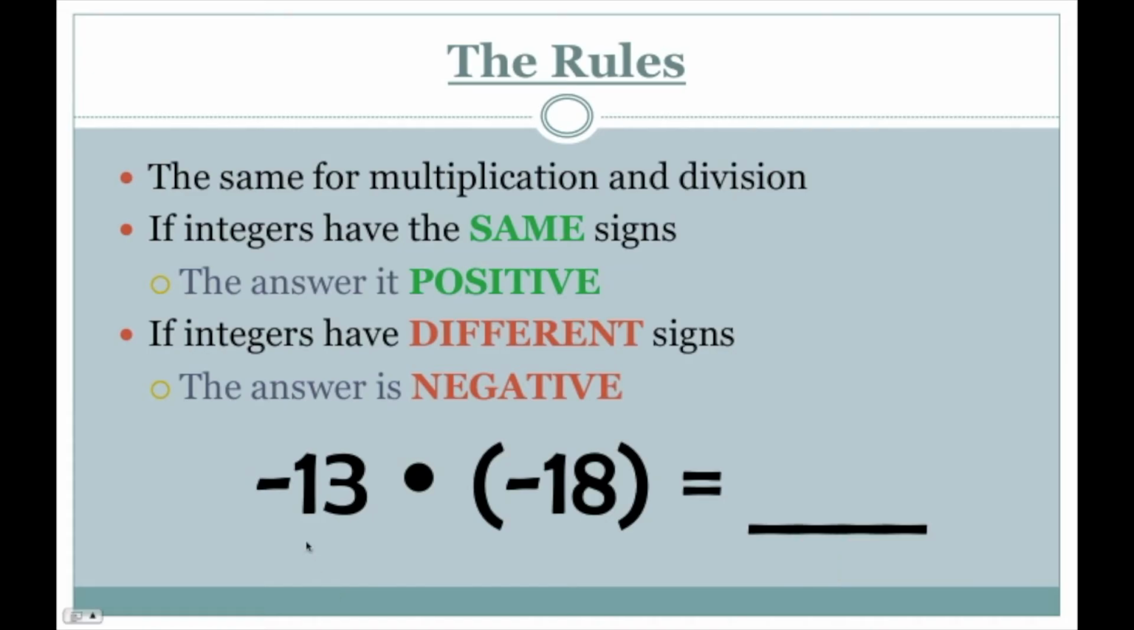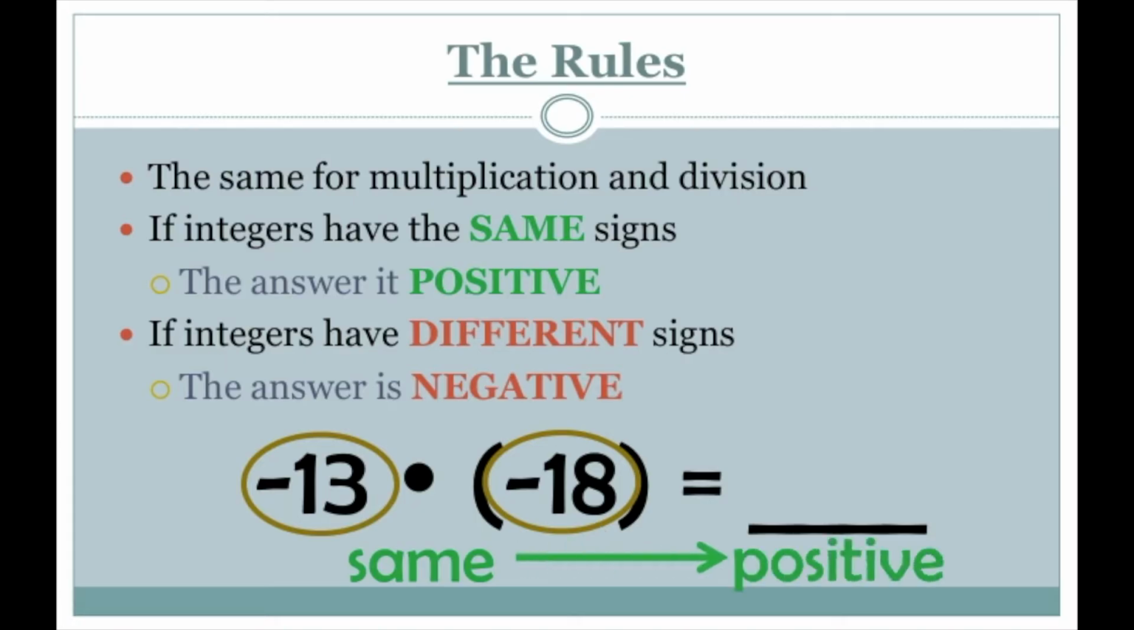And in this example, we have negative 13 times negative 18. Well, here are our numbers, and their signs are the same. Therefore, because our signs are the same, our answer will be positive. Well, what's 13 times 18? The math stays completely the same. It's not different from any other kind of multiplication you've already done. So 13 times 18 gives us 234.